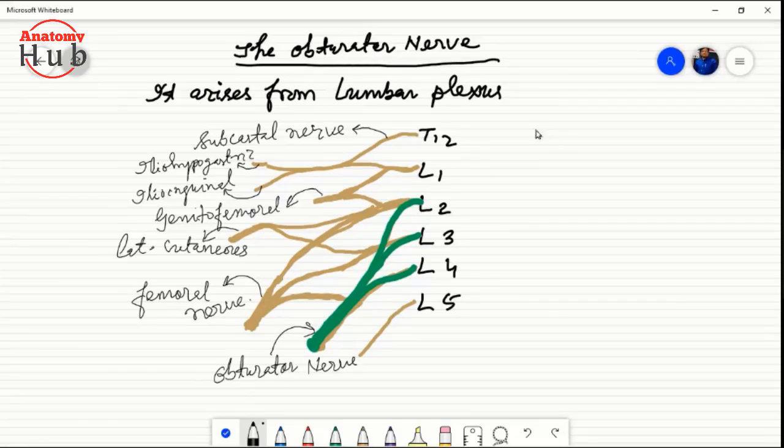Now the obturator nerve is from the lumbar plexus, and it receives fibers from the anterior divisions of L2, L3 and L4. After the obturator nerve is formed, it descends through the fibers of your psoas major muscle.